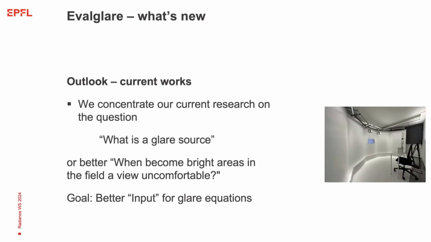And since glare is proportional to luminance squared multiplied by omega, but energy is luminance multiplied by omega, you get always different results if you increase your area and might keep the energy constant. So that's the background. So we start conducting some experiments to get a bit closer to this. When does a bright area become a glare source, basically? With a goal to have better input for glare equations.